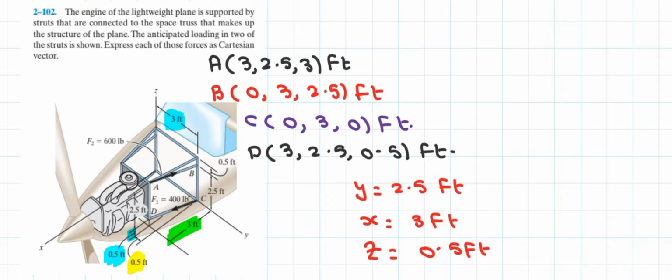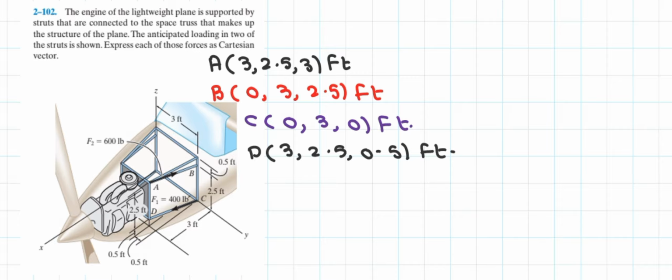Now our first step is completed, that is to write down the locations of every single point present in our diagram. Our second step is to write down the position vectors. Let's work on it. For finding the position vectors, just look at the diagram. If you see, there are two forces given to us. One is F2, which is equal to 600 pound, and the other one is F1, which is equal to 400 pound.